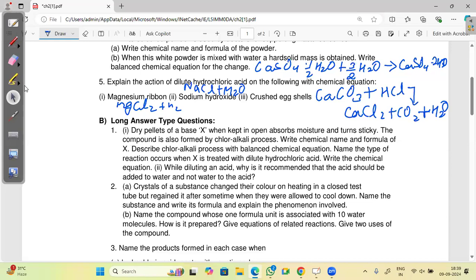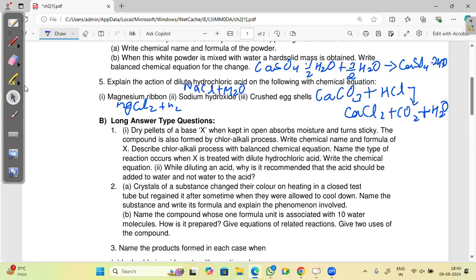So, what will be the answer to this question? Guess the answer. Sodium hydroxide. Yes, it's sodium hydroxide. Dry pellets means dry solids or dry crystals. So they are sodium hydroxide. So the chemical name is sodium hydroxide. Formula of X, that's NaOH.